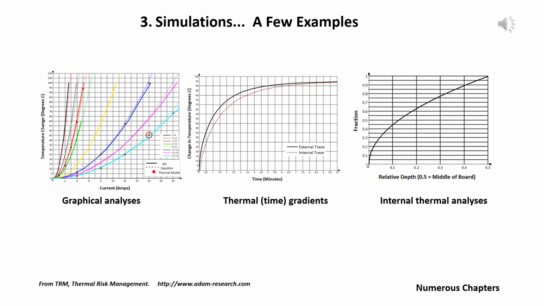We can develop a set of curves just like the IPC 2152 curves, except they are customized for your particular manufacturing processes. The middle curve shows the length of time it takes for a trace temperature to stabilize. It is not instantaneous. There's a time constant associated with the heating of a trace. Simulation can give us this. The third graph shows us the relationship between the temperature of a trace on the surface and the same trace if it's internal in the board. This curve is showing that as a function of the depth of the trace in the board. These are just 3 graphical output examples that we can put together from a simulation.